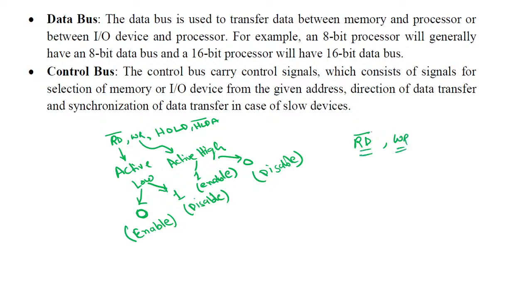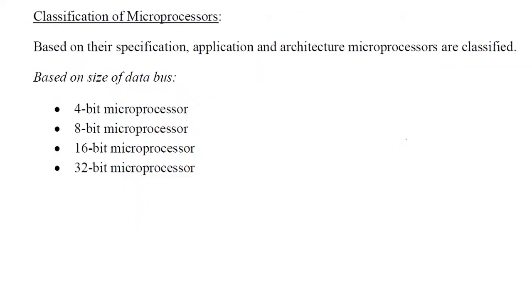Any control signal can be high or low, depending on the requirement. If you want to read, you will send 0 from the control line. If you want to write, you will send 1, right?